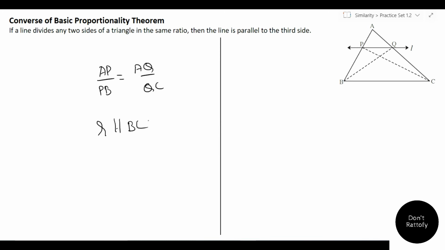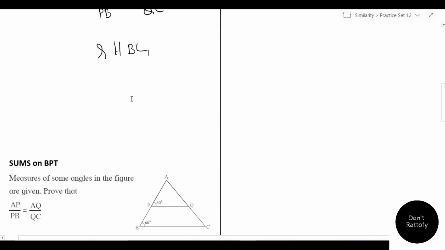Okay. So now we have covered the basic proportionality theorem and the converse of the basic proportionality theorem. The basic proportionality theorem says that if a line is parallel to the third side and is dividing the other two sides in ratios, then those two ratios are equal. And the converse says that if the line divides any two sides of a triangle in the same ratio, then the line is parallel to the third side. Just the converse of it.